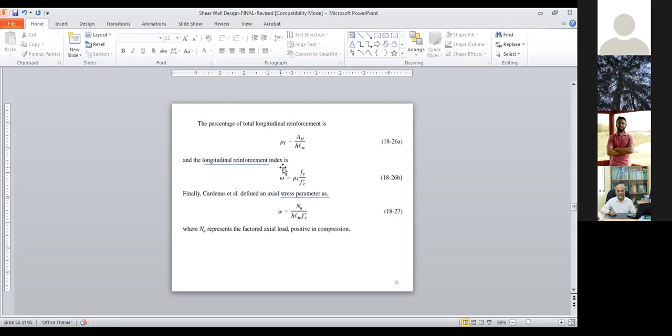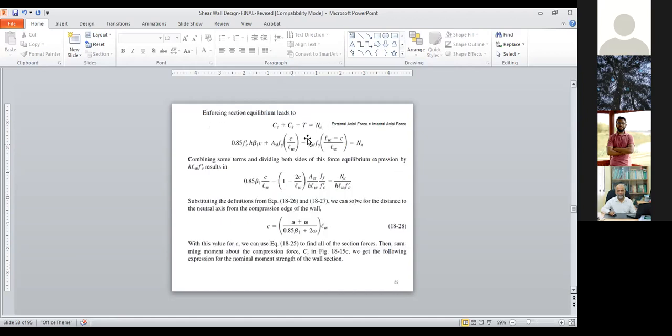And for the longitudinal reinforcement index, there are two parameters here. The longitudinal reinforcement index omega equals rho L times Fy divided by f'c. And also the stress parameter alpha equals Nu divided by h Lw f'c. Nu represents the factored axial load, and this will be positive in compression and negative in tension.